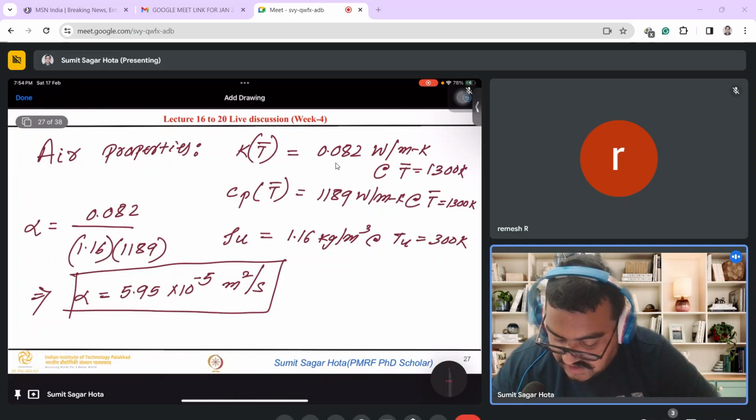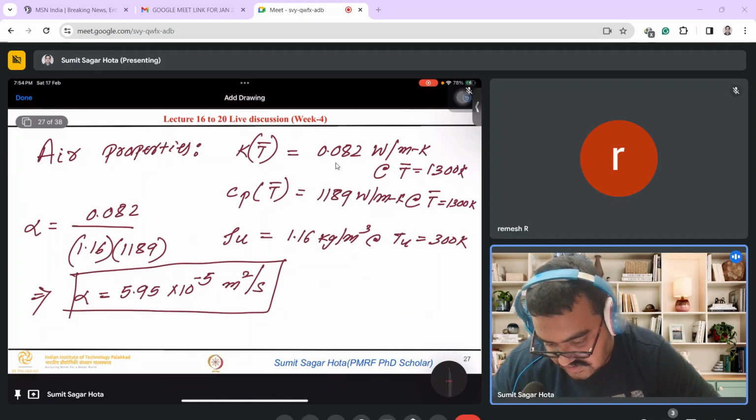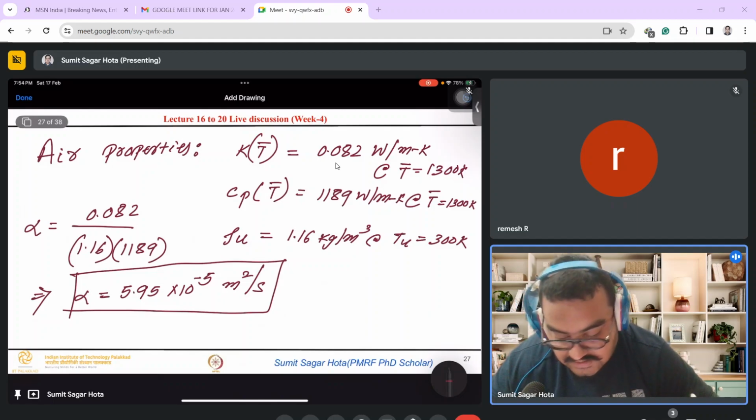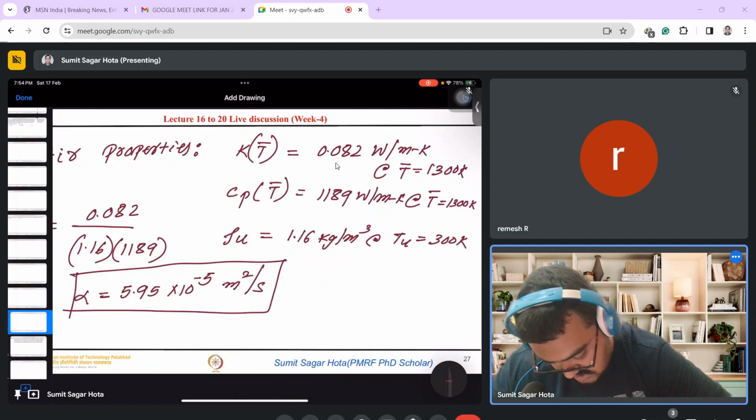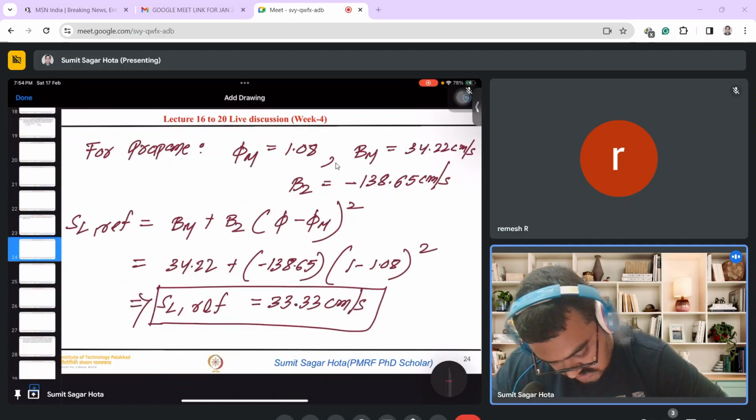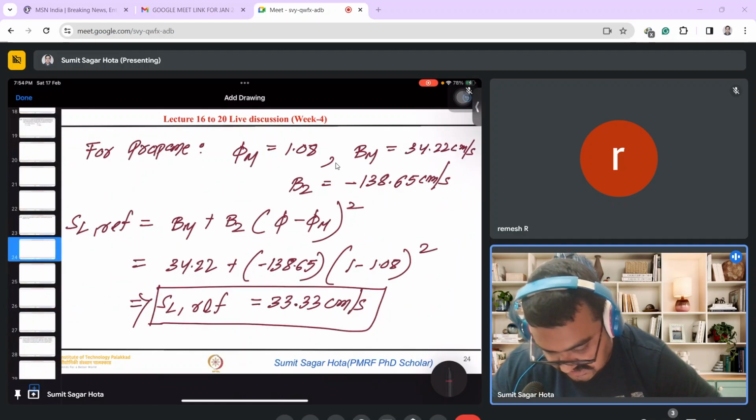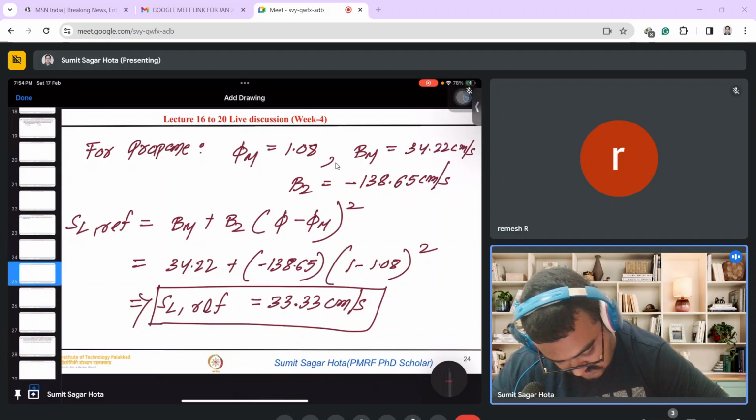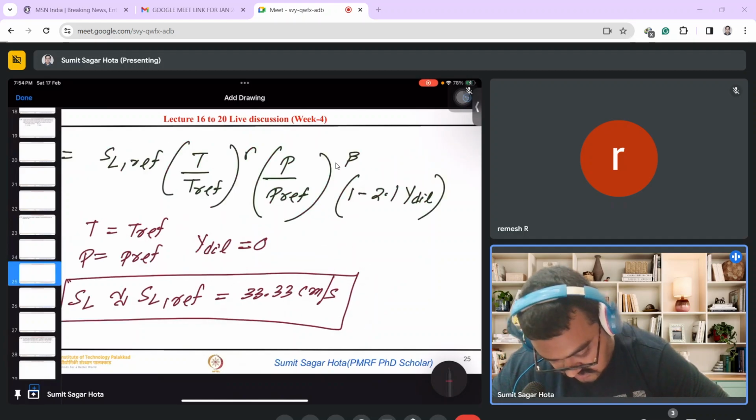They will give you Tu, they will give you Tb, then ask you to find the value of thermal diffusivity alpha. This is one question. Then they will give you the fuel is propane with all the conditions given, to find SL,ref. That can be one question.